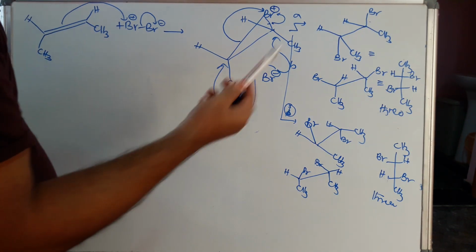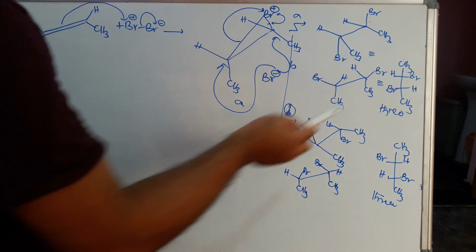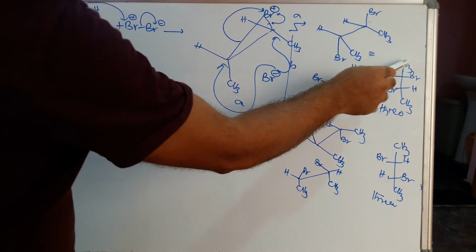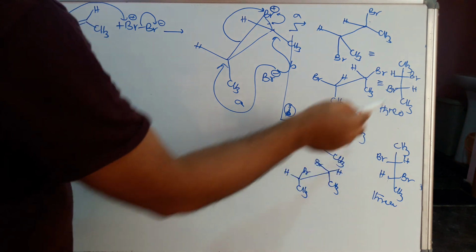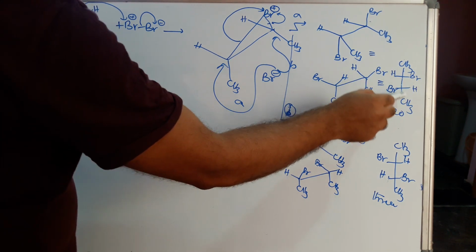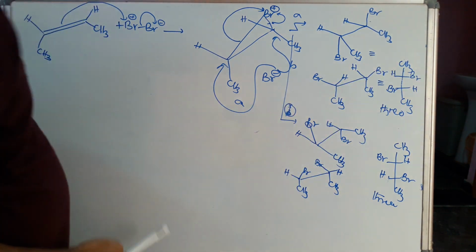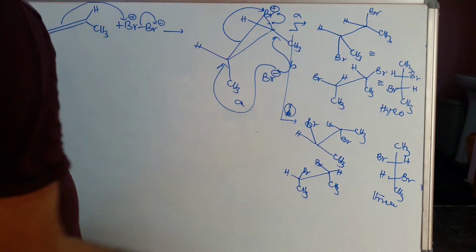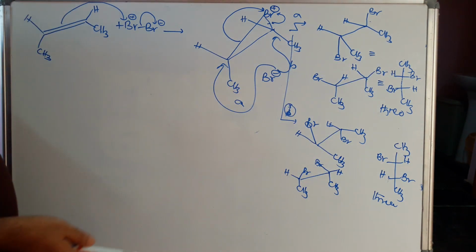Chiral carbon means all four atoms or groups should be different. Bromine, hydrogen, methyl, and this other group. Here also there is one chiral carbon: bromine, hydrogen, methyl, and this other group. So there are two chiral carbons in total. Here also two chiral carbons will be present.